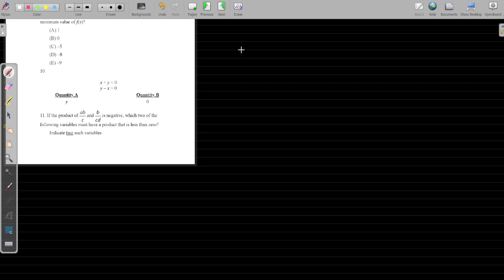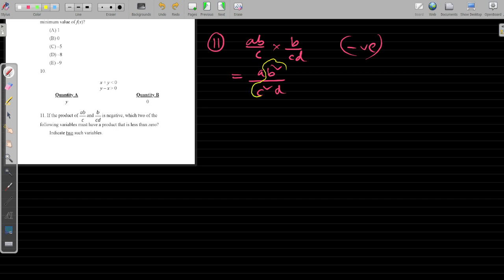number 11 is the product of AB by C and BC, B by CD. These are negative, their product is negative. So A multiplied by B square divided by C square D. Look here, this B square by C square are positive, because they are square numbers, that's why they are positive.